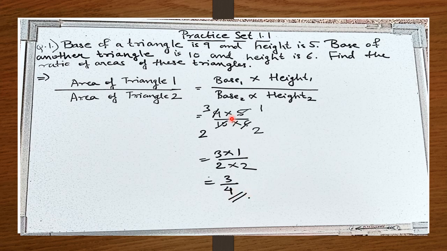Once you substitute the values, the cancellation you can do even after multiplying the numerator and denominator. Now this is the easier way I did. One more way we can do is 9 5s are 45 and 10 6s are 60. So you will get 45 upon 60. With 15 you can divide both of them. So again you will arrive at 3 upon 4.